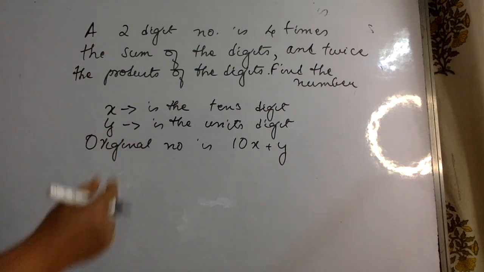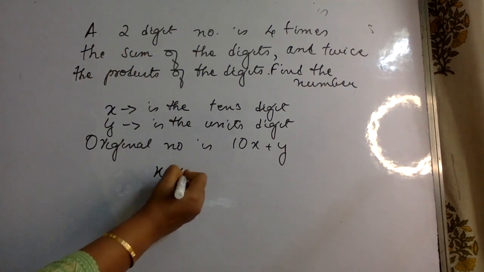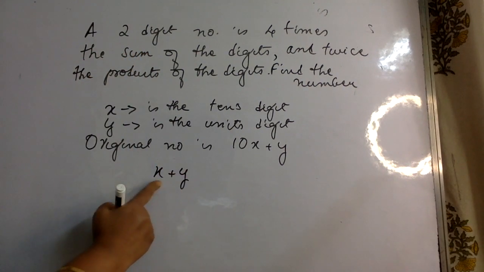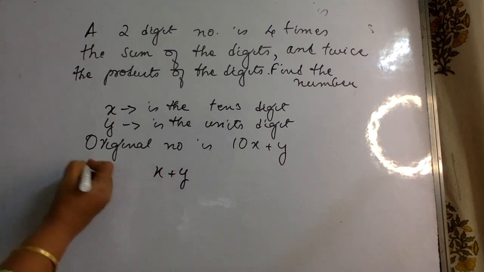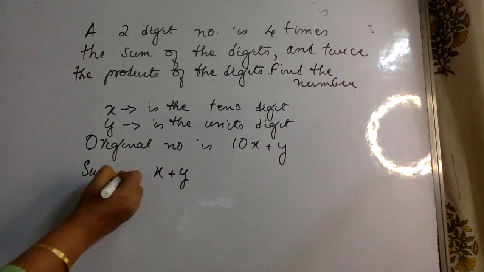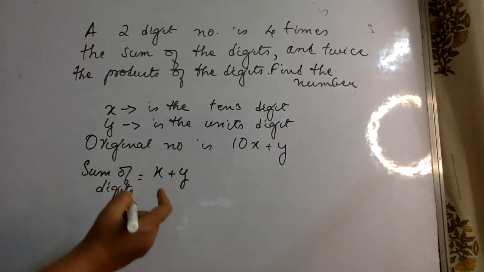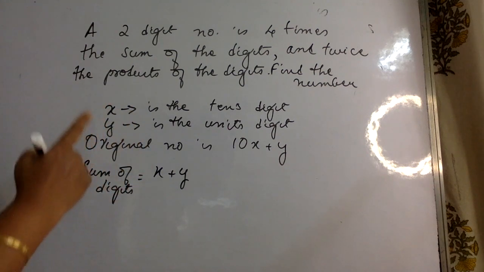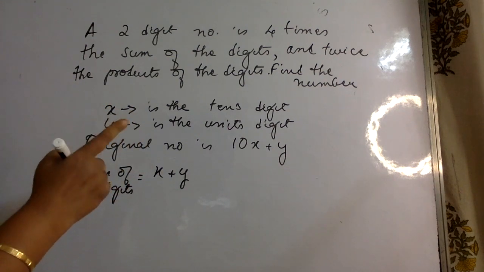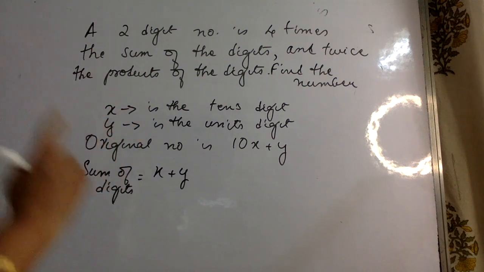And the sum of the digits, now see only this, these are the digits, this is the sum of digits. And twice the product of the digits. A two digit number is 4 times the sum of the digits and twice the product of the digits.